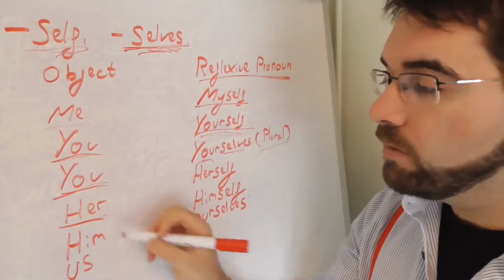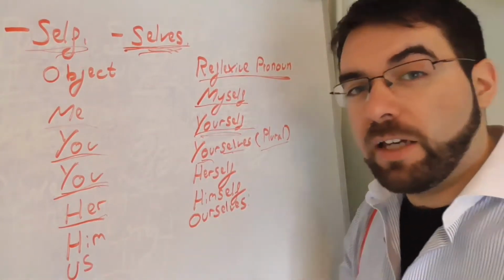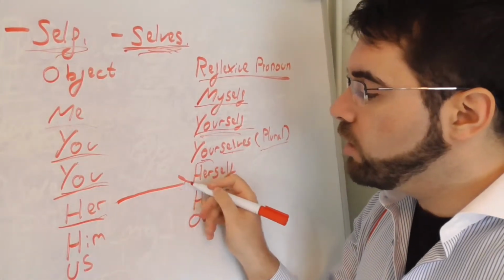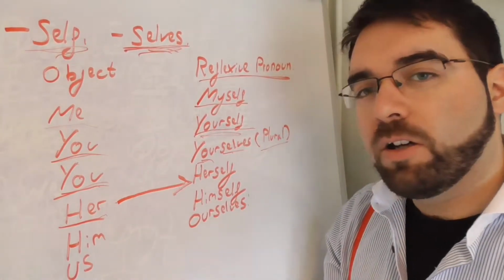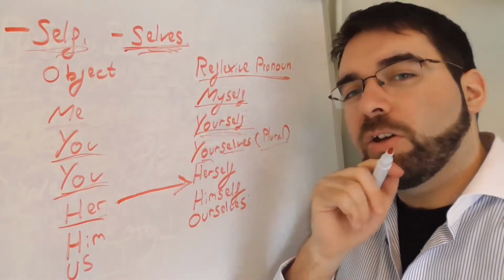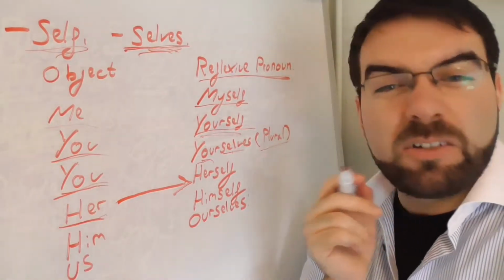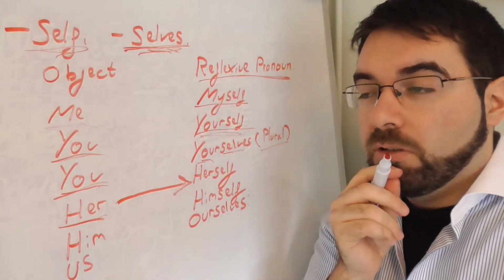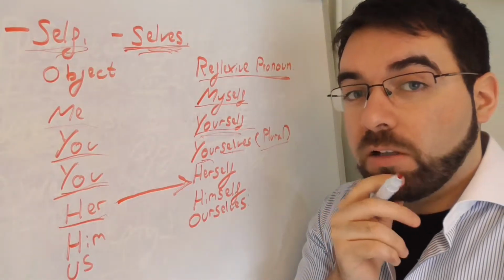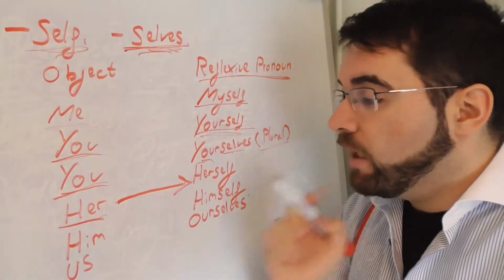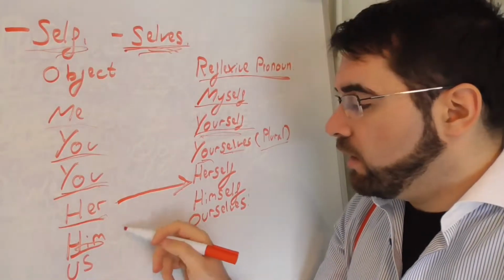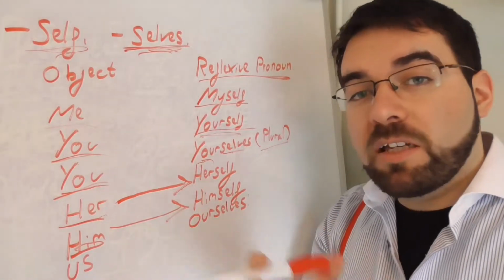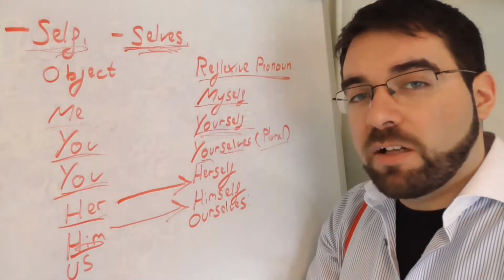Even her. So she. What's she up to now? She turns into herself. She's going out by herself. Is that a good idea? She can read by herself. She taught English to herself. Pretty cool. Him. So what is he doing now? He turns into himself. He's teaching English by himself. He's learning English by himself.